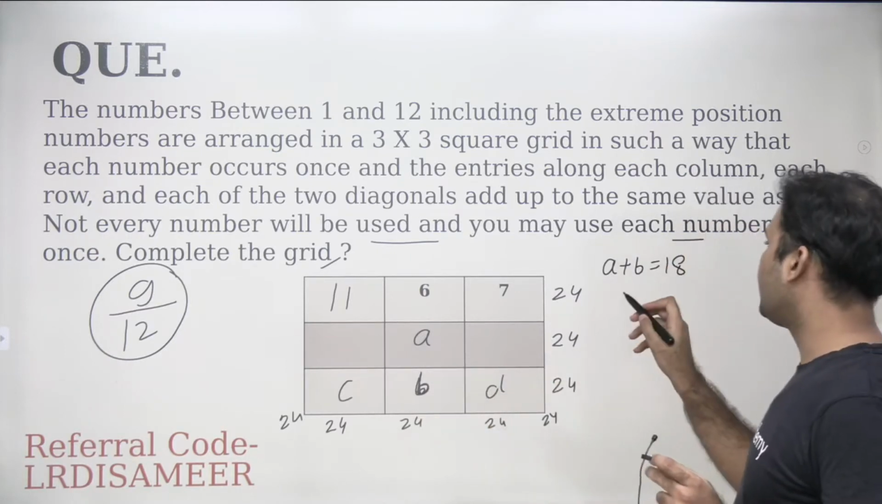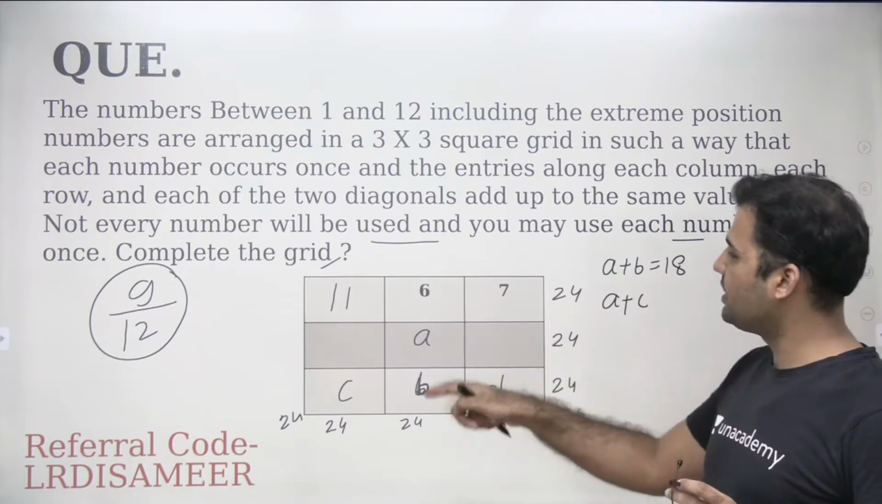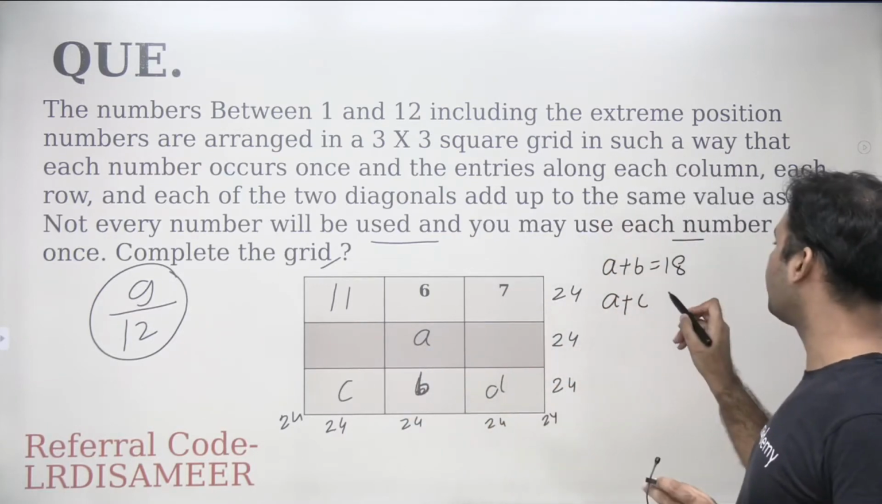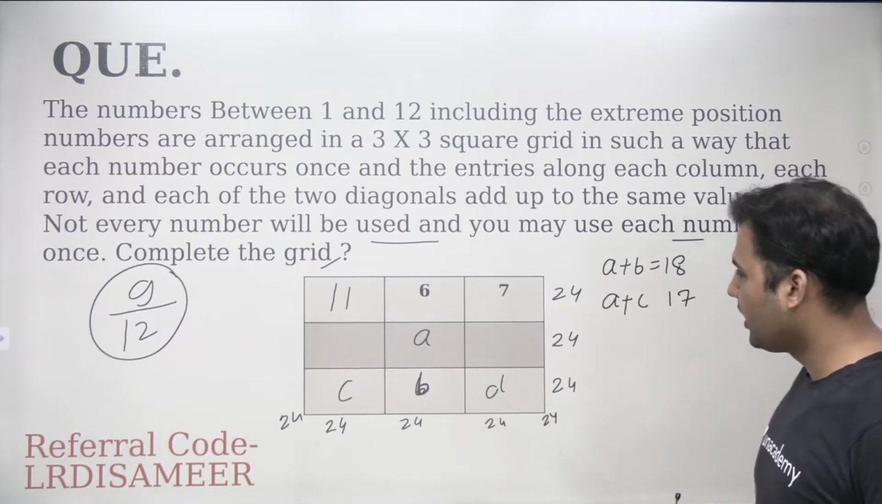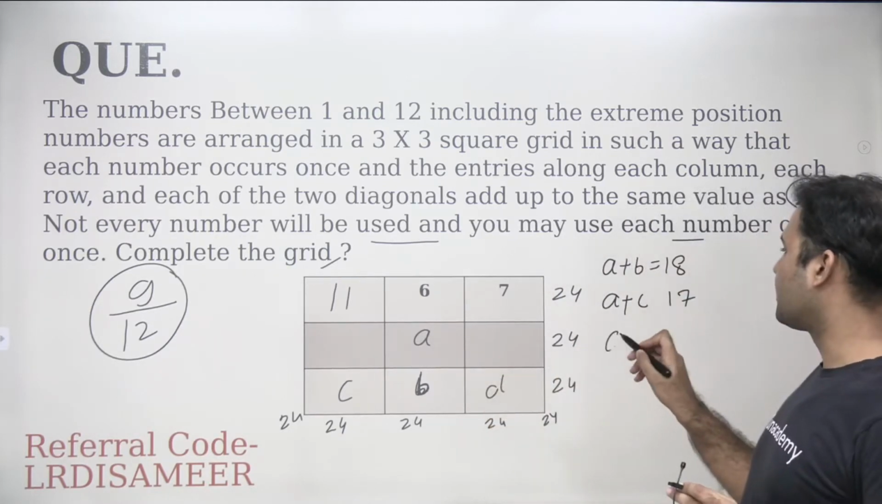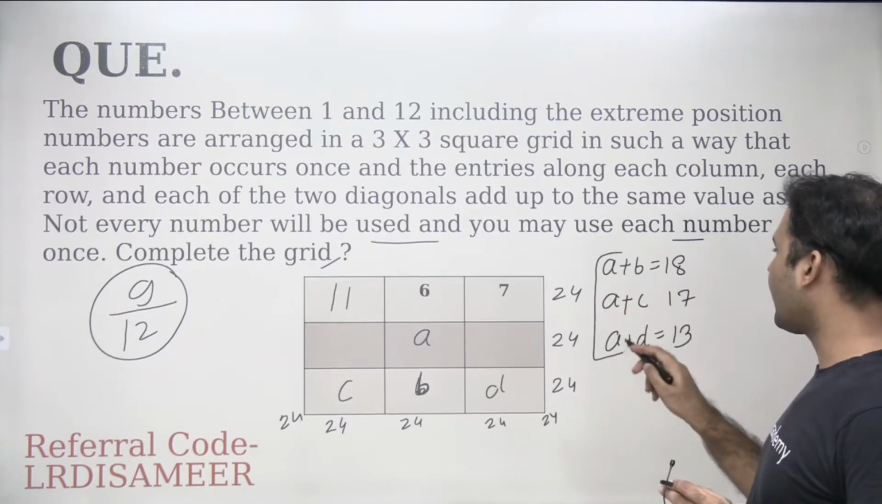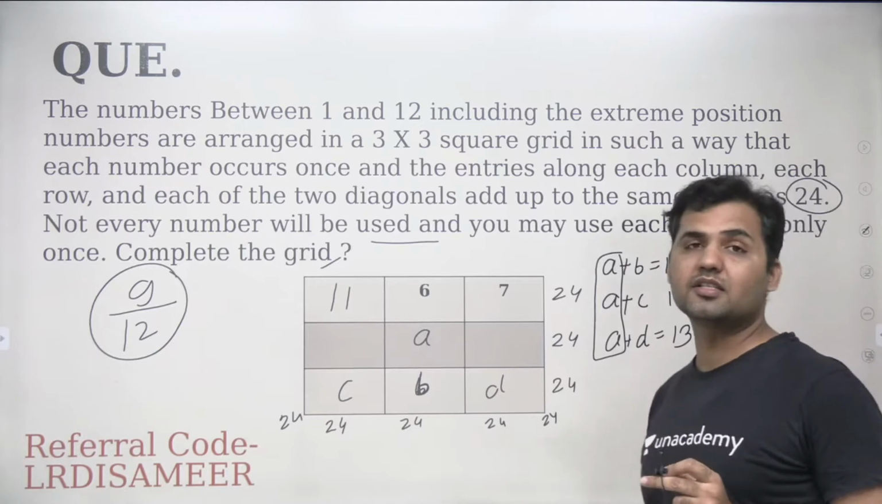A plus C will be equal to what? If A plus B is 18, right? A plus C, this number is 7, so A plus C has to be 17, okay? And you see that A plus D here should be equal to 13. Now you see that number A has to be same in all these three, right?